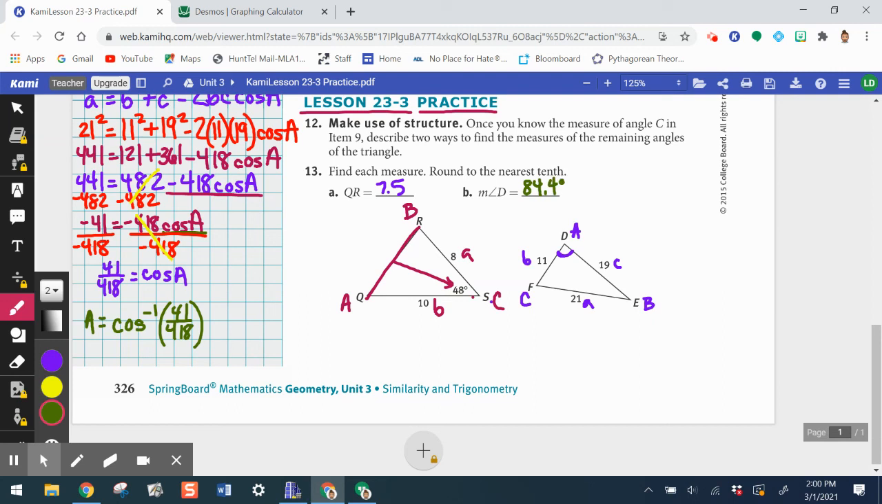So this is a great example here of how we can use the law of cosines to find a missing side length or a missing angle measure. So that is the end of lesson 23-3 practice.